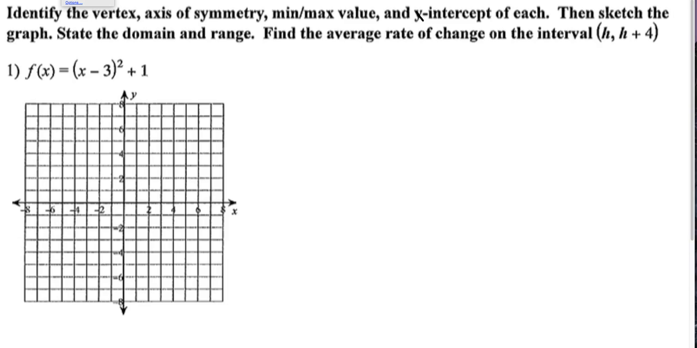So we're going to graph some parabolas. All right, we're going to do a few things here on this one. We're going to identify the vertex. We're going to identify the axis of symmetry, which we'll talk about in a second. We're going to figure out whether the vertex is a min or a maximum.